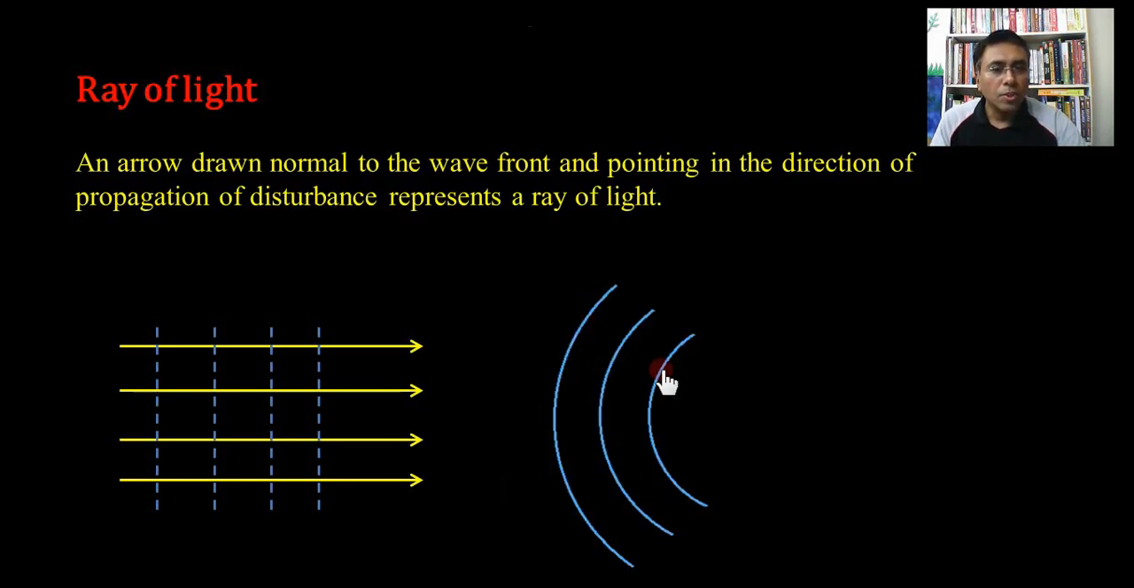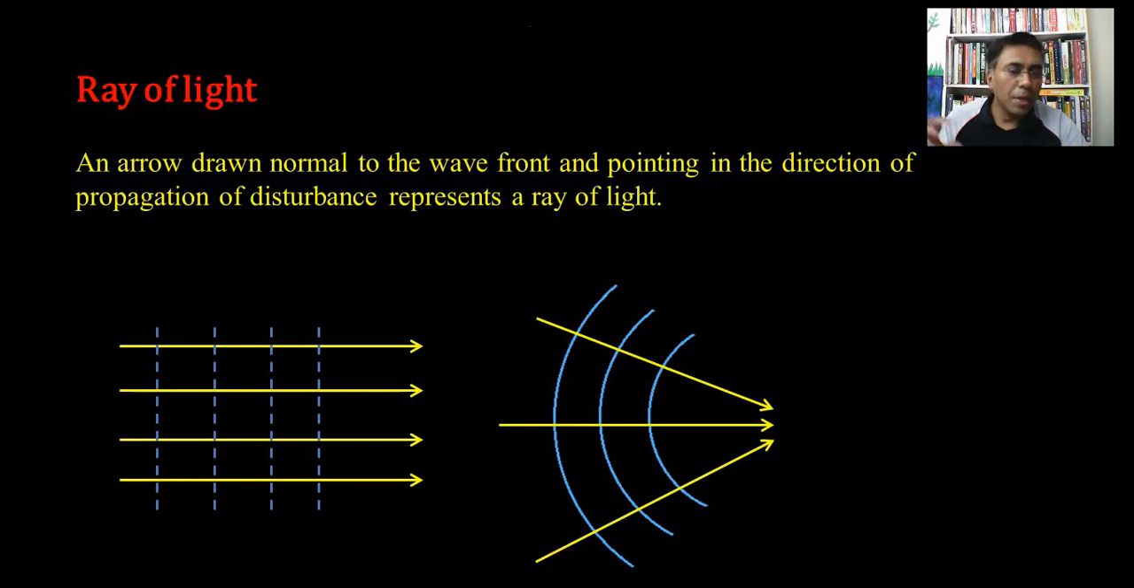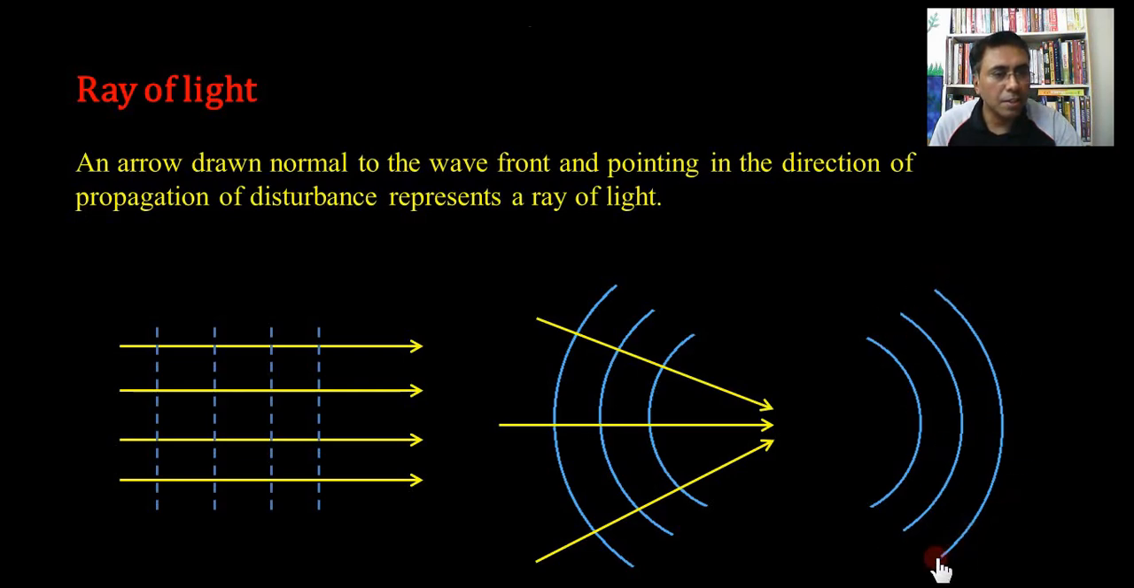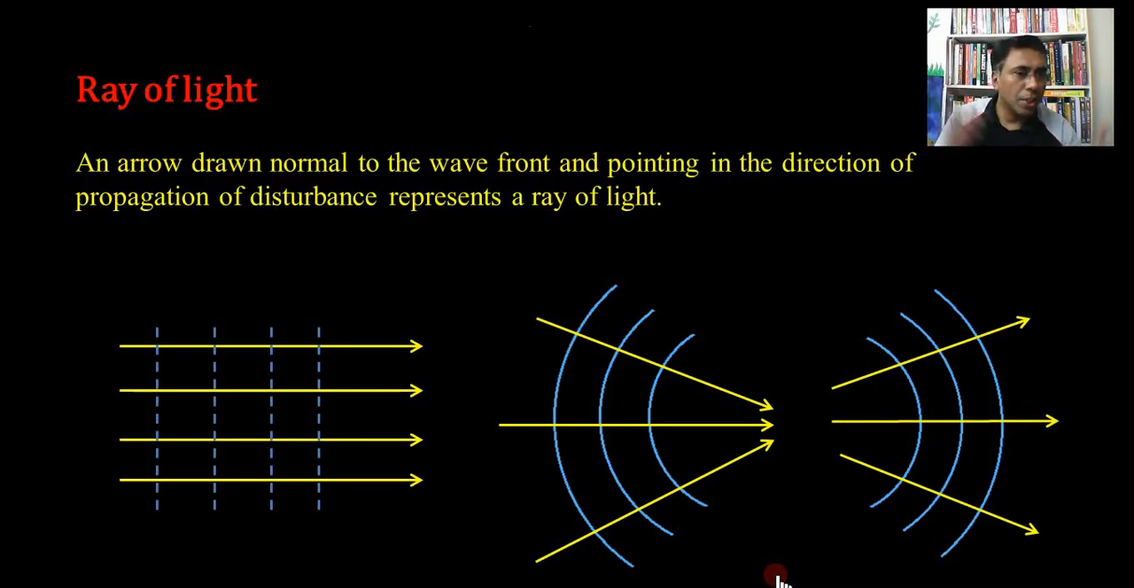Now, for such a type of wavefront, the rays would be converging arrows like this. And for spherical wavefronts like this, the rays would be diverging arrows.